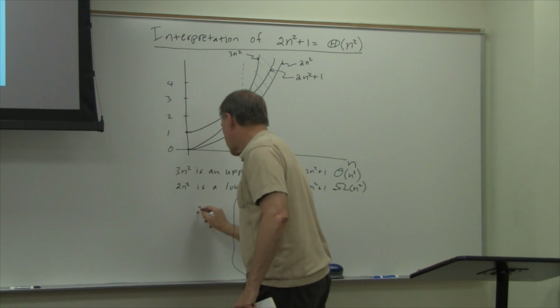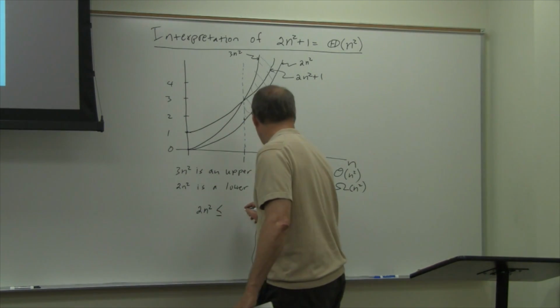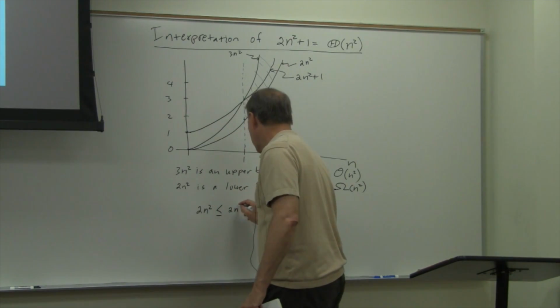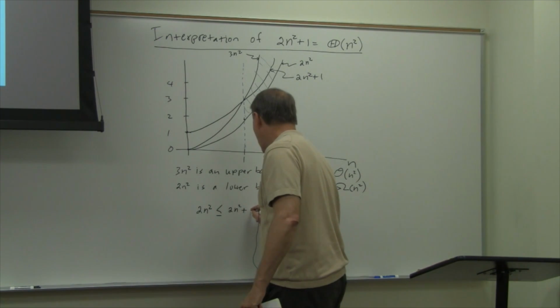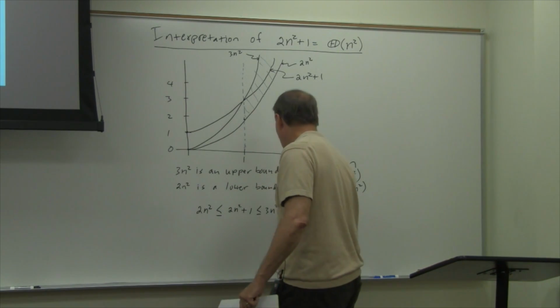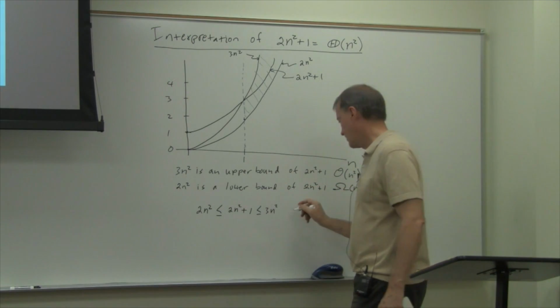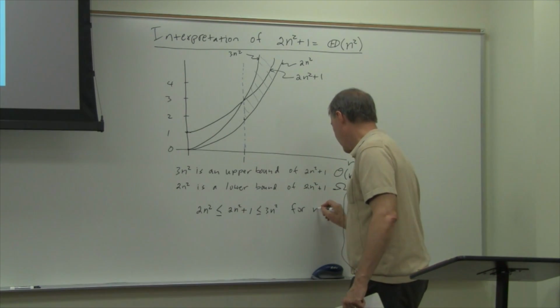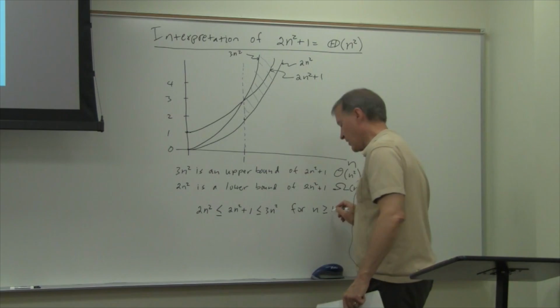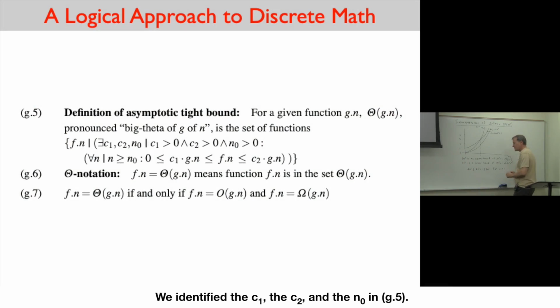We have 2n squared is less than or equal to 2n squared plus 1, which is less than or equal to 3n squared. But that's only true for n greater than or equal to what? 1. For n greater than or equal to 1. So basically what we're saying is that we've identified the C1 and the C2 and the n naught in G.6.